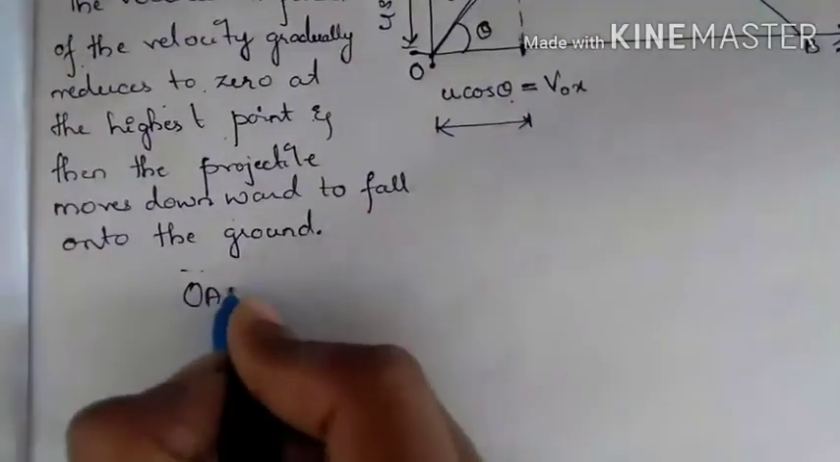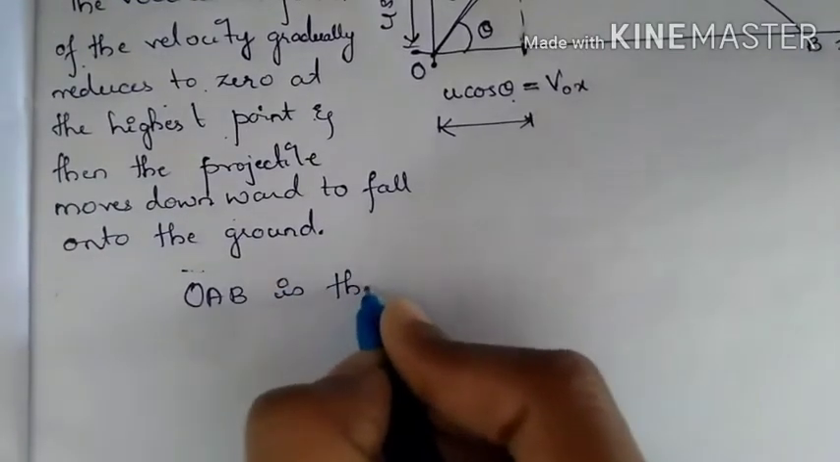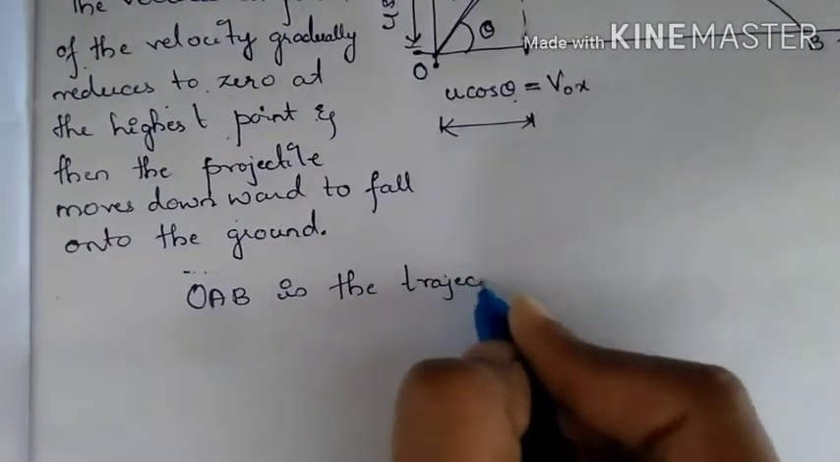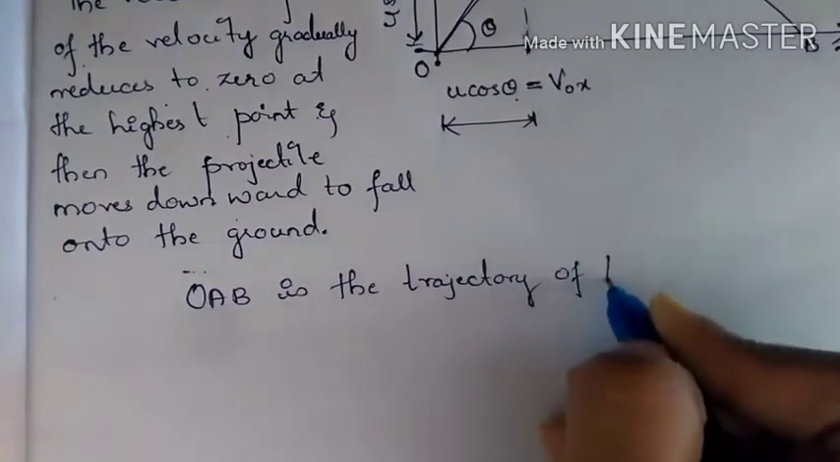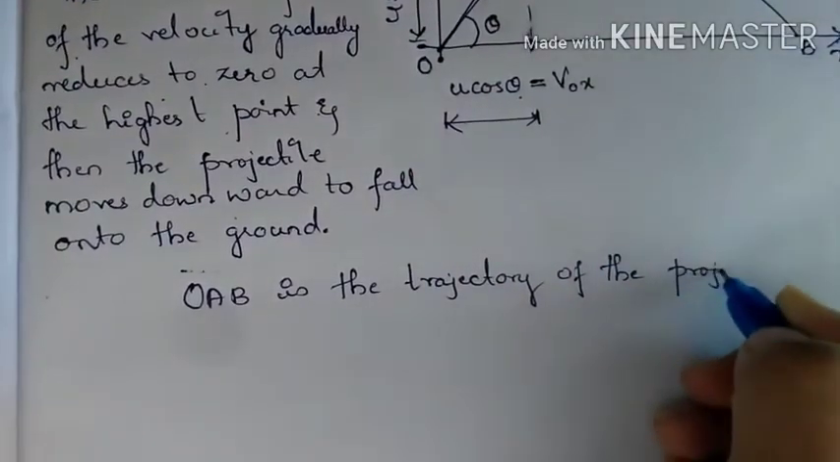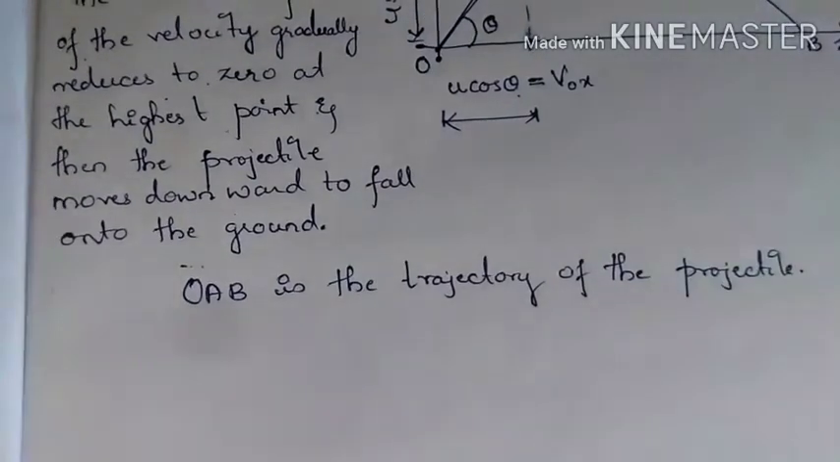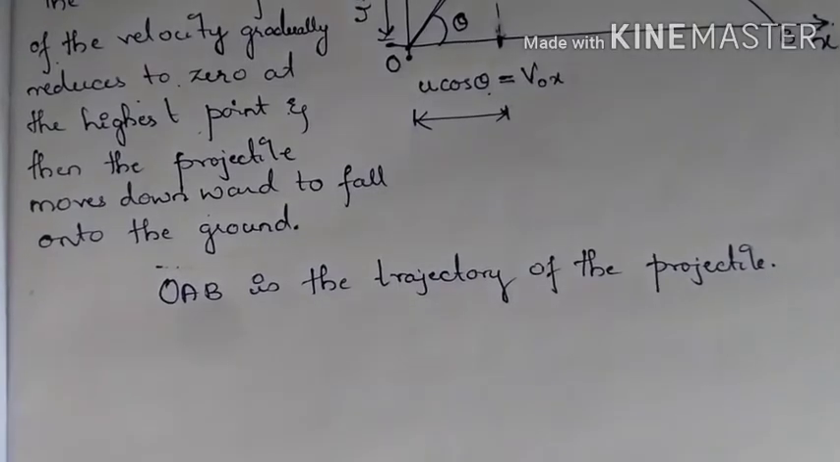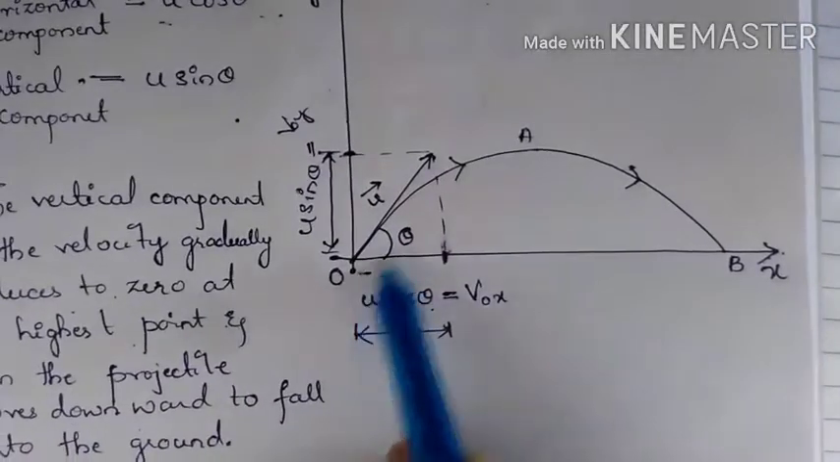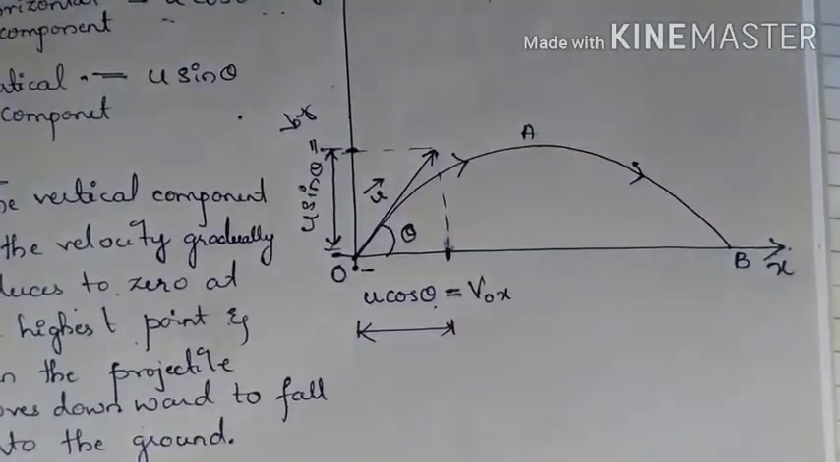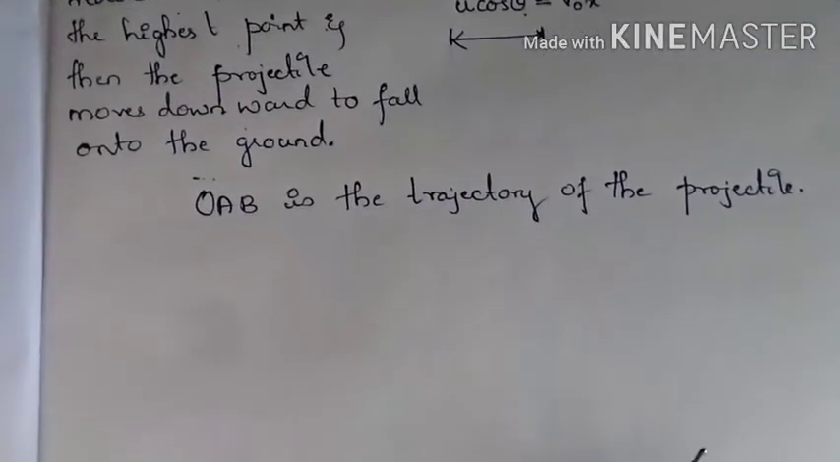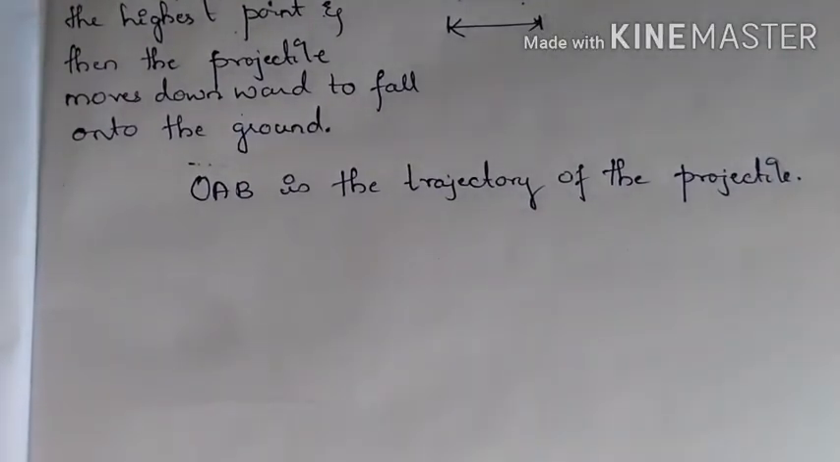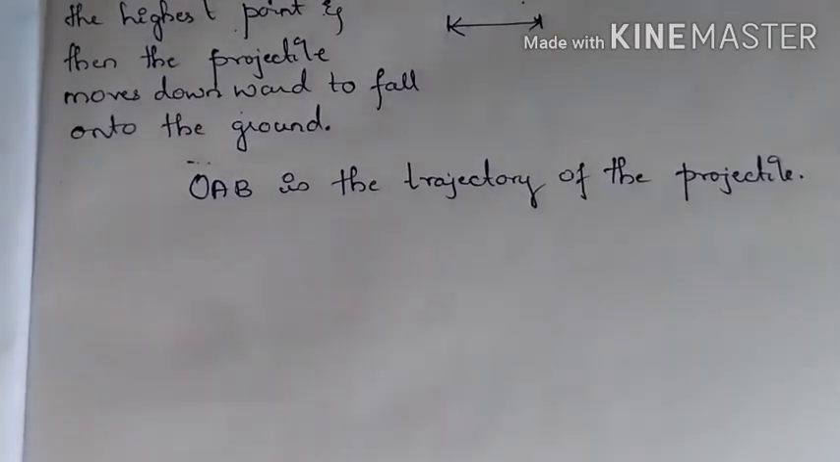So OAB is the trajectory of the projectile. So what is trajectory? Trajectory is the path that is traced by the projectile. So that gives you the trajectory. So here OAB is the trajectory of the projectile that we have shot with the initial velocity u and that made an angle theta with the x component.